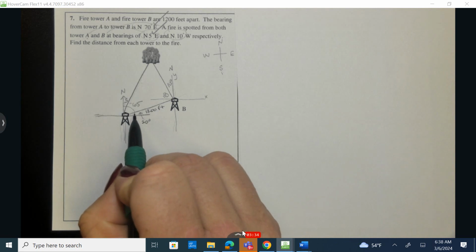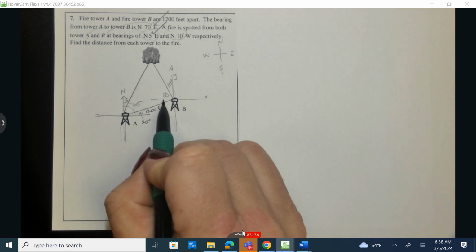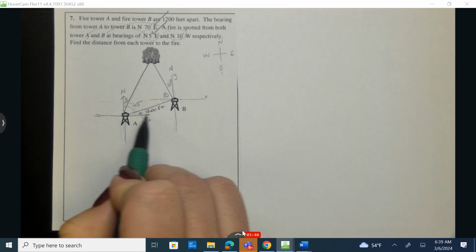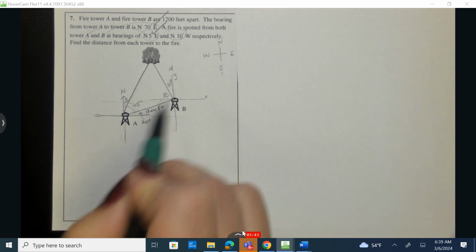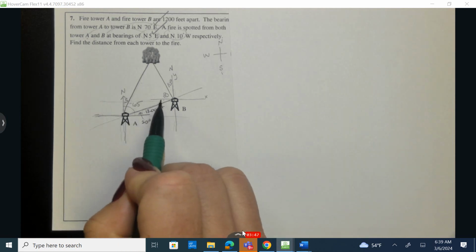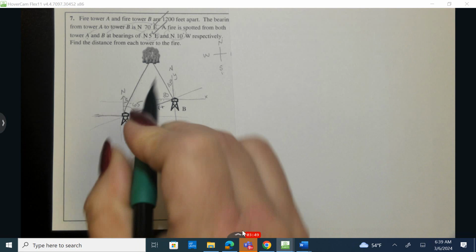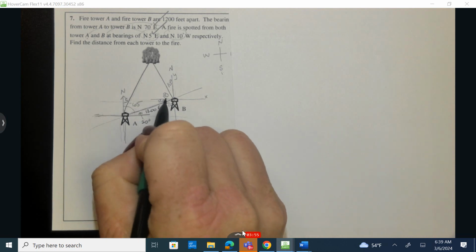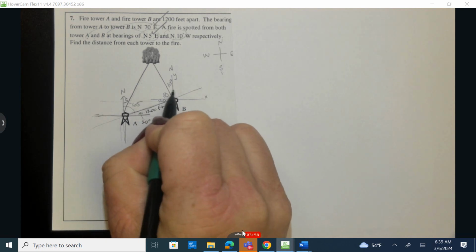So this measurement right here is going to be the same as this measurement right here. Or we can think of it as these two parallel lines, probably even better. These two parallel lines are cut by this transversal right here. So these two measurements are opposite interior, they are equal. So this is 20, and this measurement is 70. 70 and 20 creates a 90-degree measurement, just like 80 and 10 creates a 90.